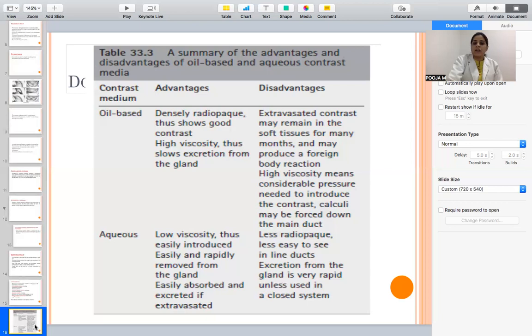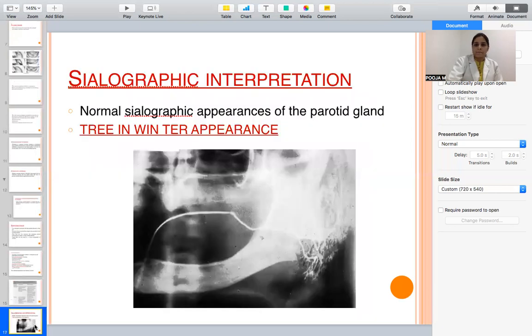Disadvantages: because it is less viscous and less dense, it is less radio opaque. When you take a radiograph, you will not be able to appreciate the fine changes seen in the radiograph properly. That is one disadvantage. The other disadvantage is that it is rapidly excreted from the gland because it is water-based and low viscous. These are the advantages and disadvantages of oil-based and water-based contrast medium.